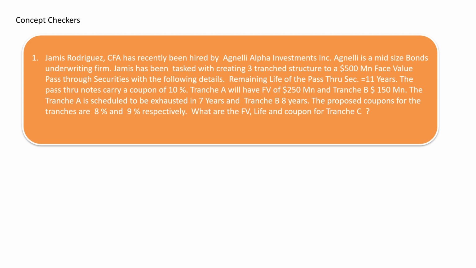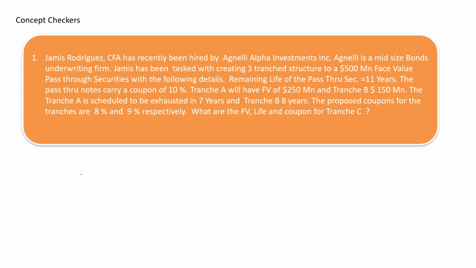The remaining life of the pass-through security is 11 years. The pass-through notes carry a coupon of 10%. Tranche A will have a face value of 250 million. Tranche B, 150 million. Tranche A is scheduled to be exhausted in 7 years, while tranche B in 8 years. The proposed coupons for the tranches are 8% and 9% respectively. What are the face value, life, and coupon for tranche C?